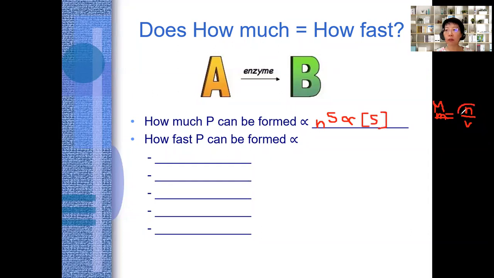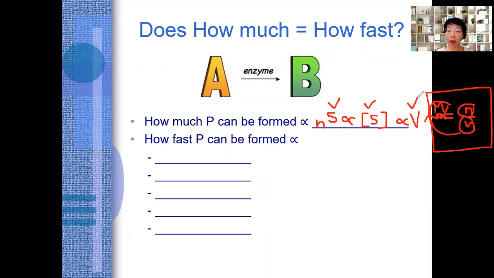If it depends on the mole of substrate, that means it depends on the concentration of substrate, right? What about the volume? Does the volume affect or not? Yes, right? The volume of substrate also affects, isn't it? Because you bring the volume over to here, it also gives you the mole. So how much product can be formed depends on the mole of substrate based on the equation, which is also proportional to substrate concentration based on this formula. Also depends on the volume of the substrate, also based on this formula, okay?